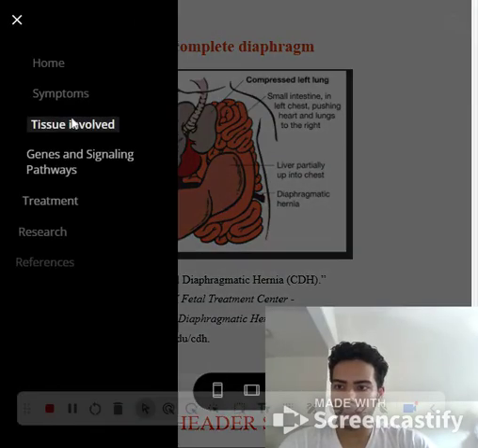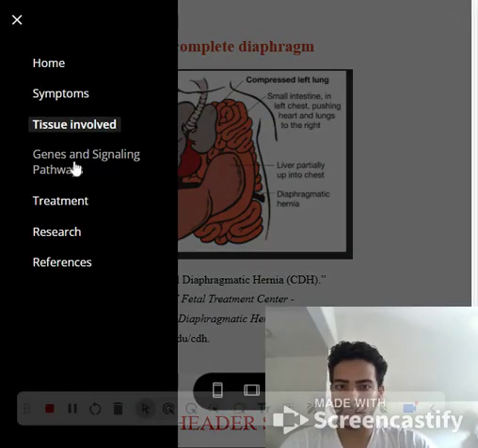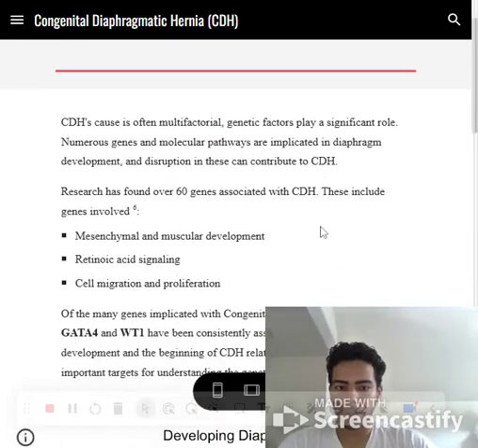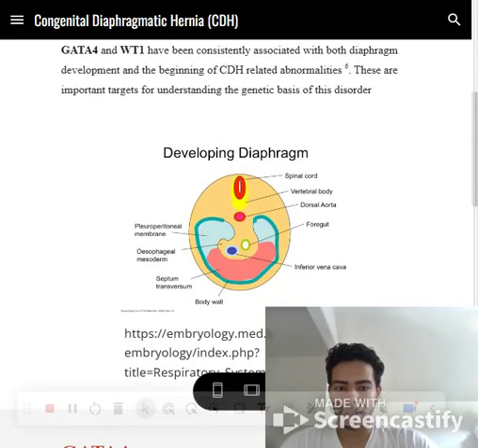So now I'll move on to the genes and signaling pathway. In this page, there are all the genetic components. There's a lot of information about the genes that are involved in CDH. Below it there's an image again of the developing diaphragm, so people know what they're reading, and they could reference important terms such as the septum transversum or the esophageal mesoderm, so people aren't confused about what they're reading.